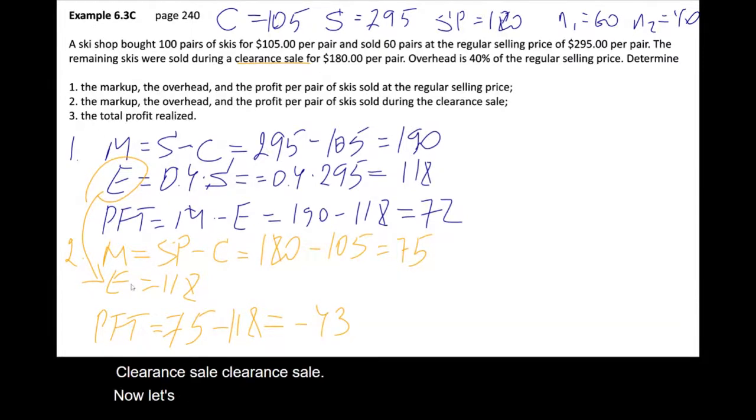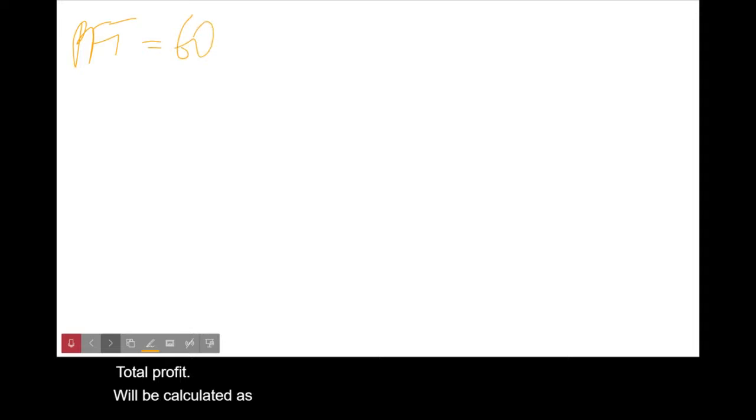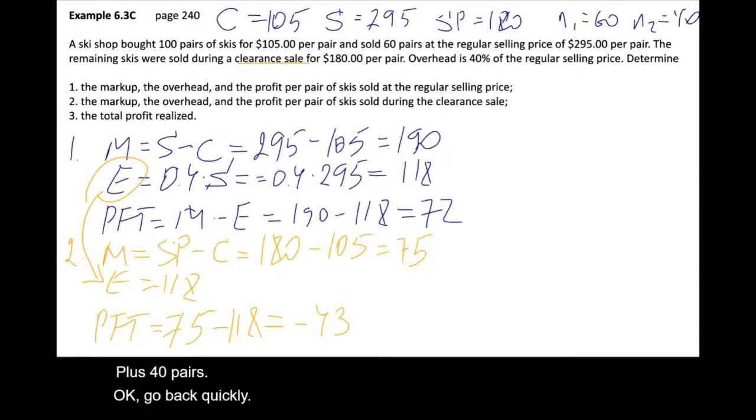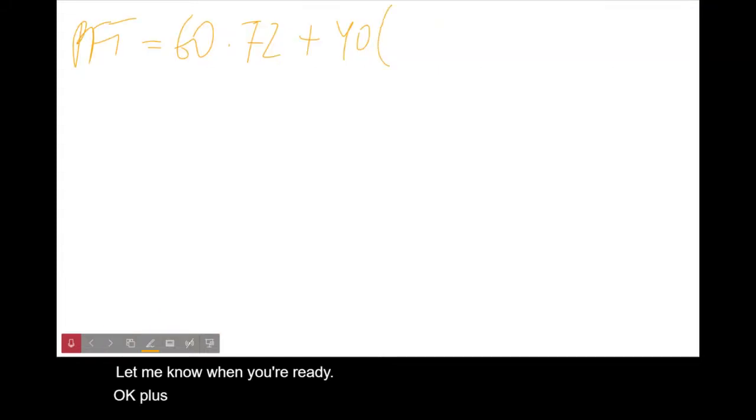Now let's calculate total profit. Total profit will be calculated as 60 pairs times 72 plus 40 pairs times negative 43.